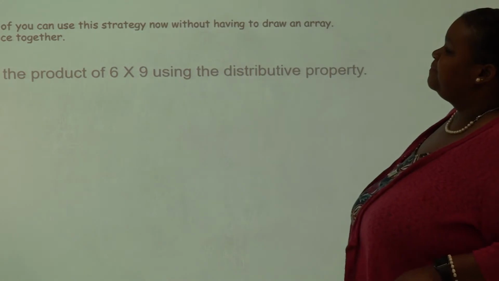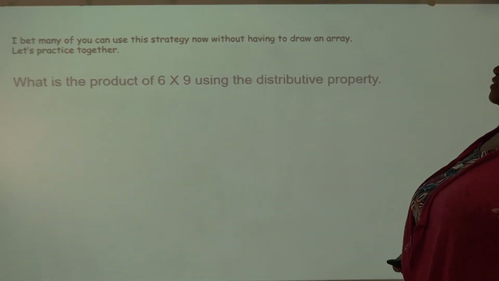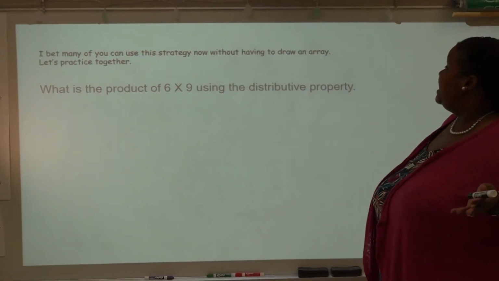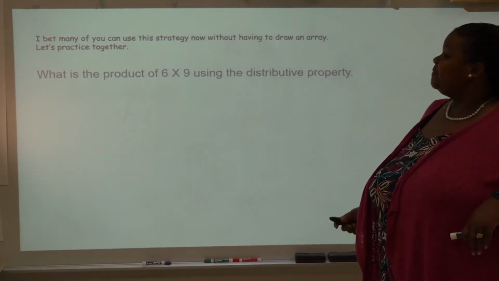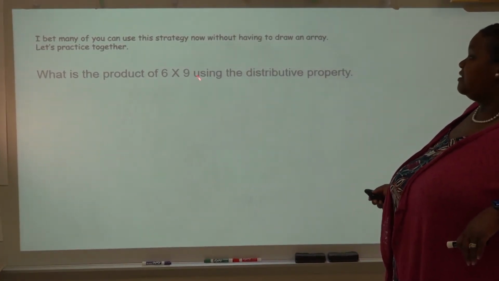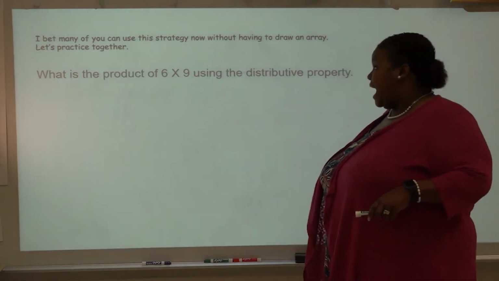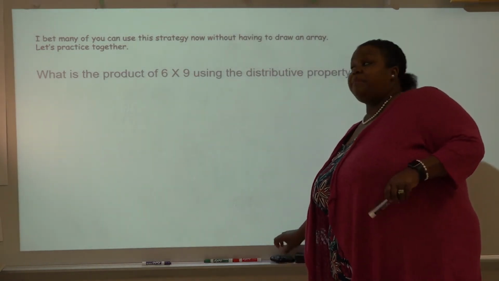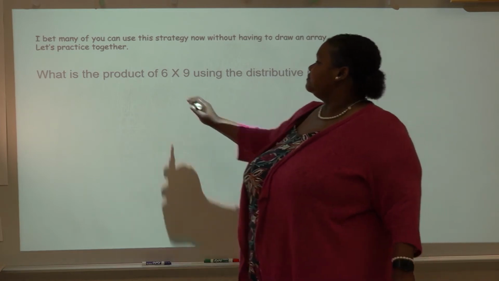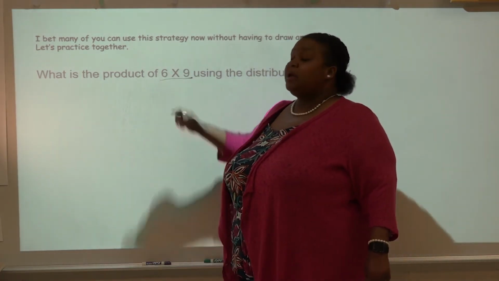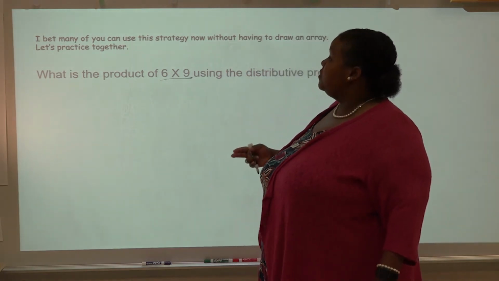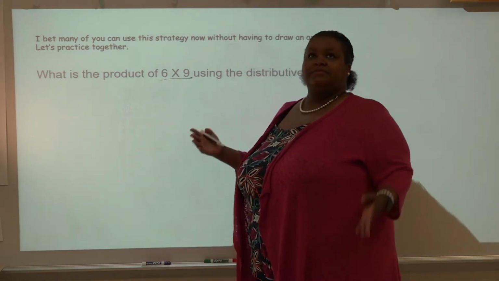All right, let's continue. I bet many of you can use this strategy now without even having to draw an array. Let's practice together. What is the product of 6 times 9 using the distributive property? Now, I'm only going to break apart one factor. Let's break apart the 6. What 2 numbers add up to 6?